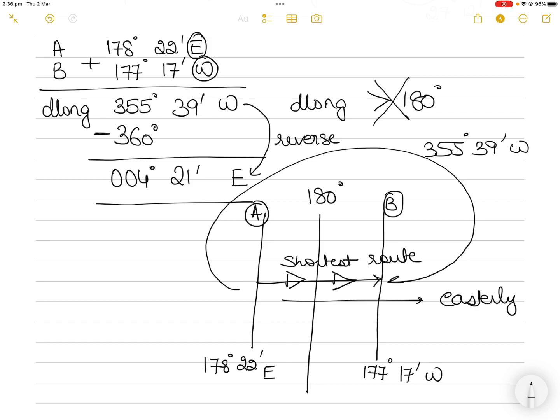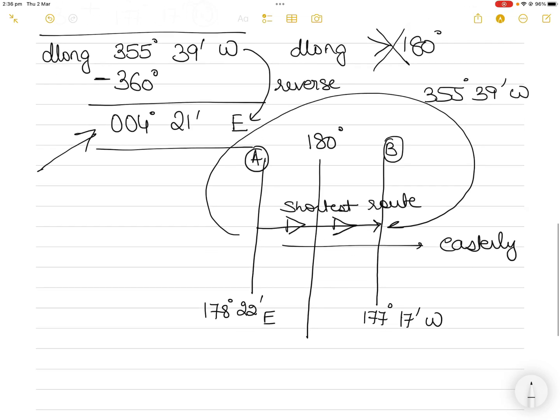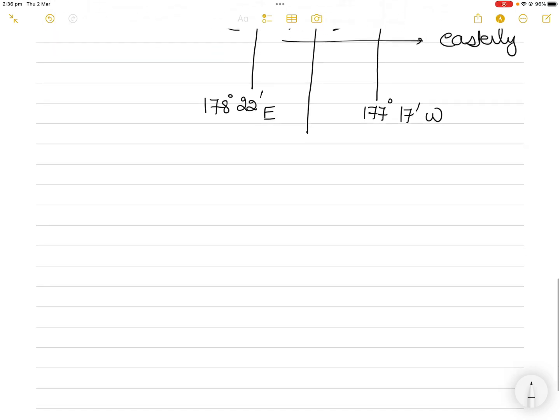All right, so let's come back to the question. We found out the d long was 004 degrees 21 minutes east. How do you convert this into minutes? So 004 degrees 21 minutes has to be converted into minutes. You can put 4 degrees 21 minutes straight into the calculator and multiply it by 60. You will get the answer, 261 minutes.